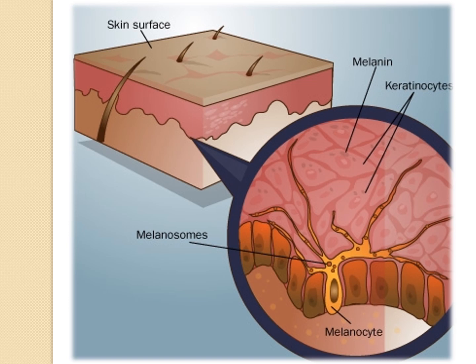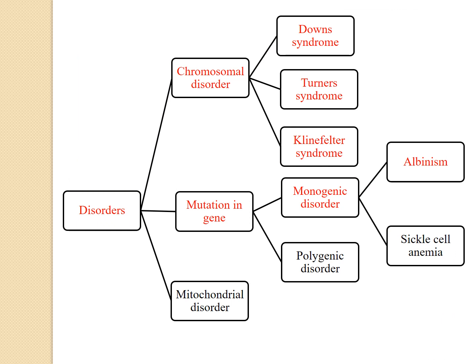So albinism is a condition in which the body cannot produce melanin. So in such people, what happens? The skin becomes pale, the hair becomes white and the eyes are usually pink because of the absence of the melanin pigment in the retina. So this is albinism. Going on to the next one, sickle cell anemia.